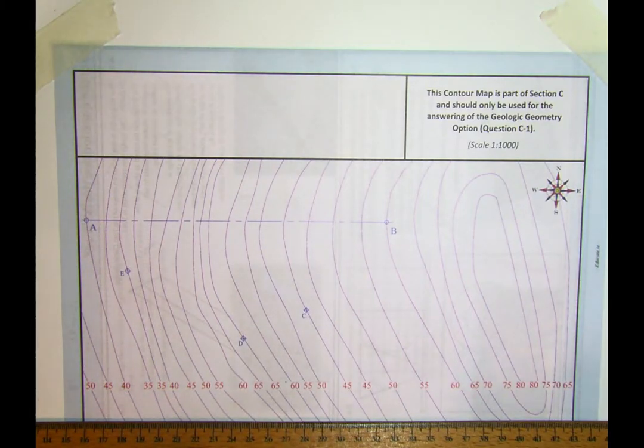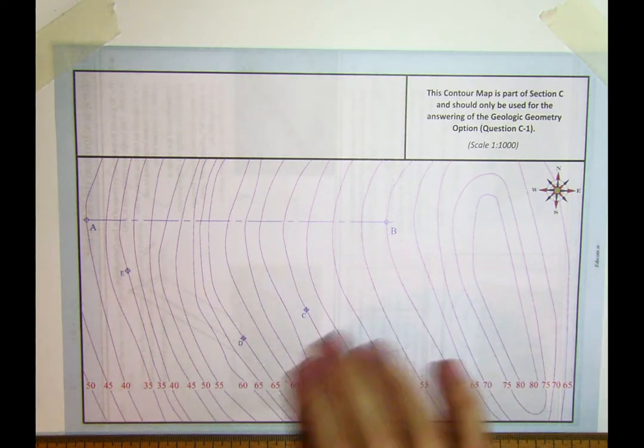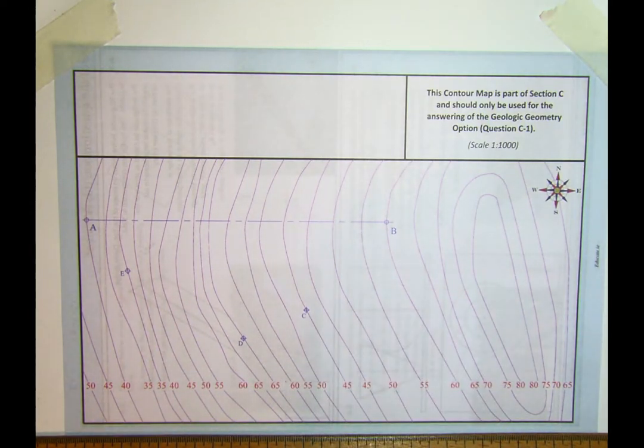This is the 2017 Ordinary Level question C1 Geologic Geometry. The question is located inside the exam paper, and it's the first question in section C. This is the back of section A. So the accompanying map located on the back of section A shows the ground contours at 5 meter intervals. So each one along here is 5 meters higher than the previous one.